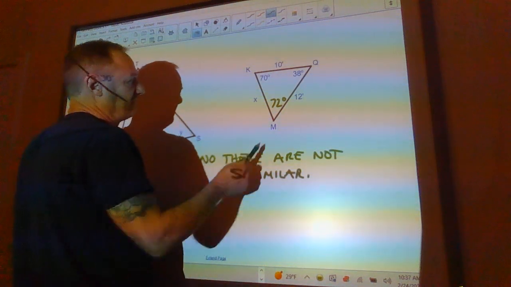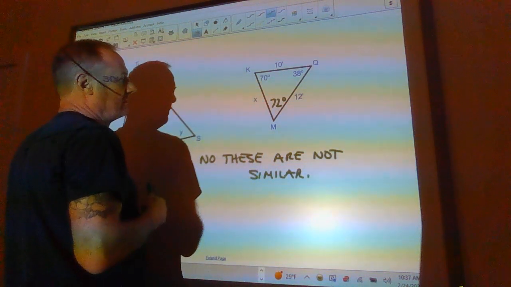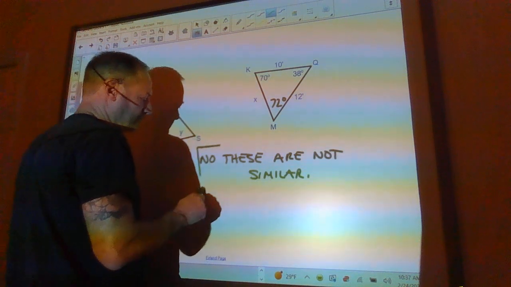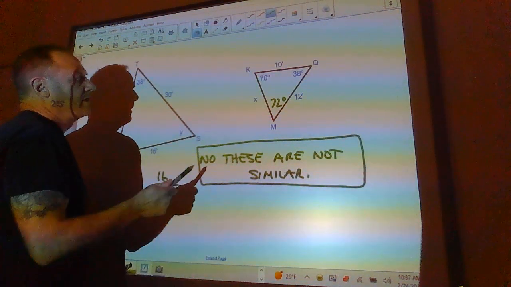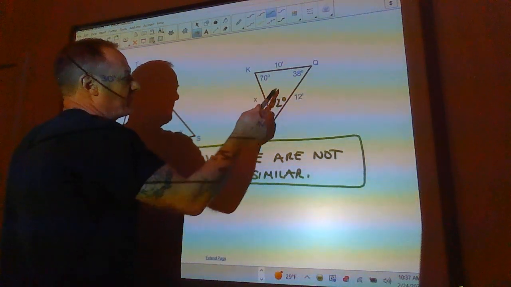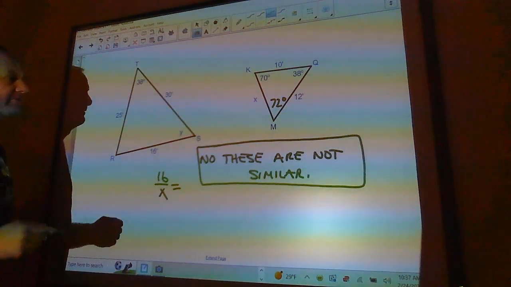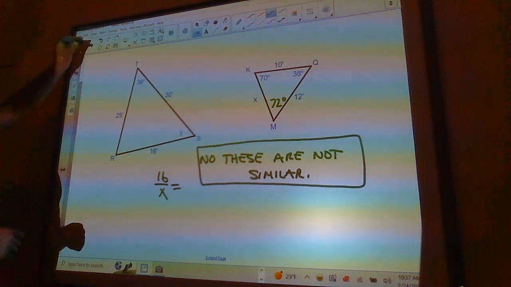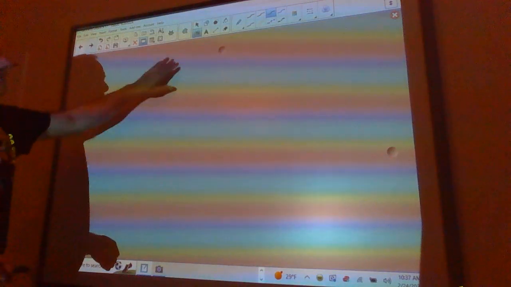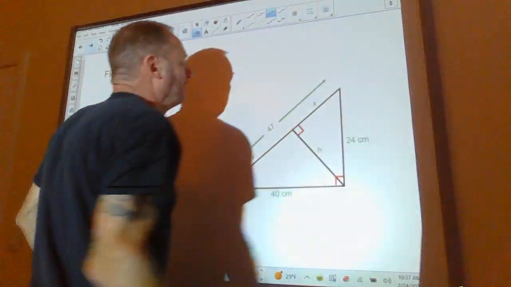In fact, this can't even work. This can't even be a triangle because the smallest side is not across from the smallest angle, so that's not going to work at all. Okay, what do we got here?